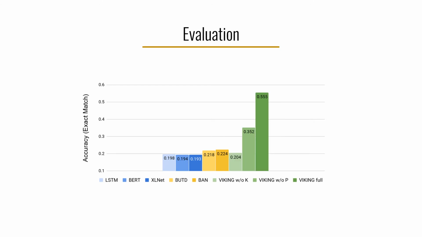Finally, for our VIKING model, we have three variants: VIKING without the knowledge QA branch, VIKING without the visual QA branch, and the full model. It can be seen that the knowledge branch performs much better than the visual branch, which is consistent because there are more knowledge-based questions than visual questions in the dataset. The full model, however, is able to fuse the best of the two branches to boost accuracy up to 55%.